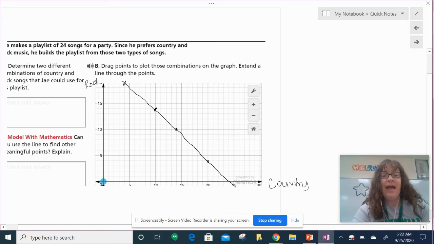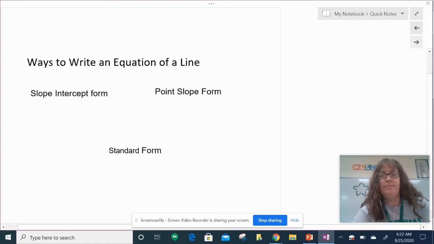And so now that I have this line, now I can begin looking and saying, oh, I see a point right here. It looks like this point of 6 and 18 would be a good combination of songs. And so I can use that line now to determine other meaningful points.